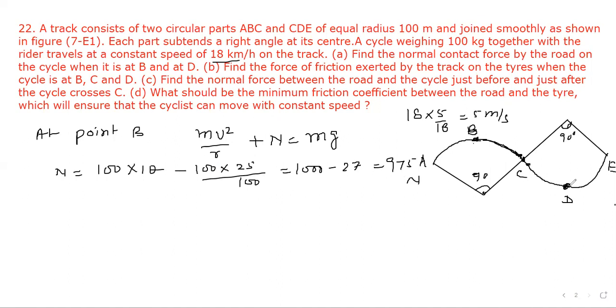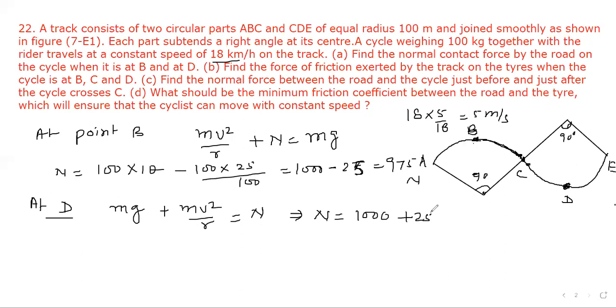Now at point D, weight will act in the downward direction and centrifugal force will also act in the downward direction. And here, normal force will act in the upward direction. So we can write the equation at D: mg plus mv square upon r is equal to N. Now we put the same values. So N equals 1000, and in place of minus 25, this time it will be plus 25. So the answer will be 1025 Newton.